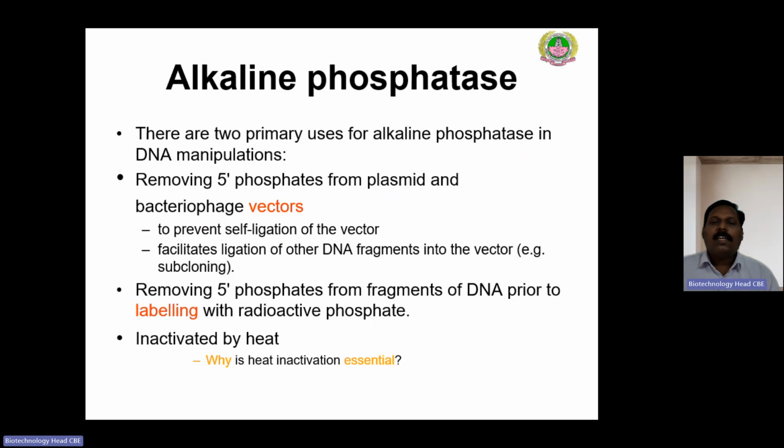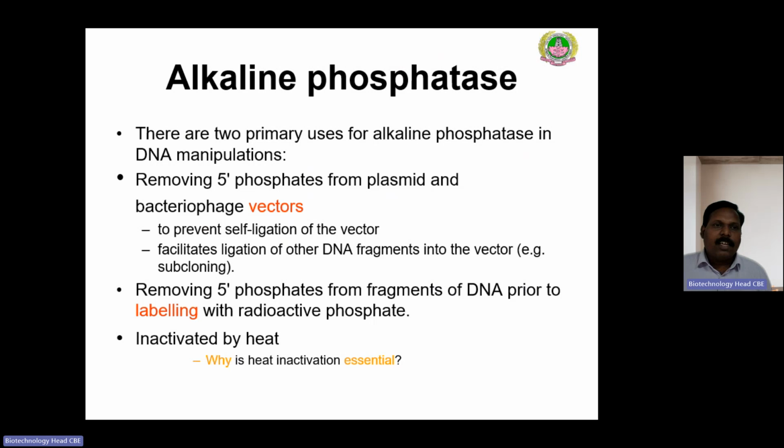The second important use for the alkaline phosphatase enzyme is to remove the 5' phosphate from the fragments prior to labeling with the radioactive phosphate. This is particularly done for random labeling or labeling with the radioactive phosphates for probing purposes. Normally, when we go for blotting techniques, the techniques used to prove the presence of DNA or the foreign gene integrated into a genome, we go for Southern blotting techniques.